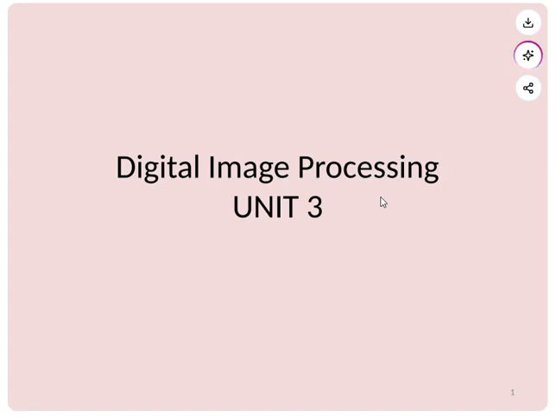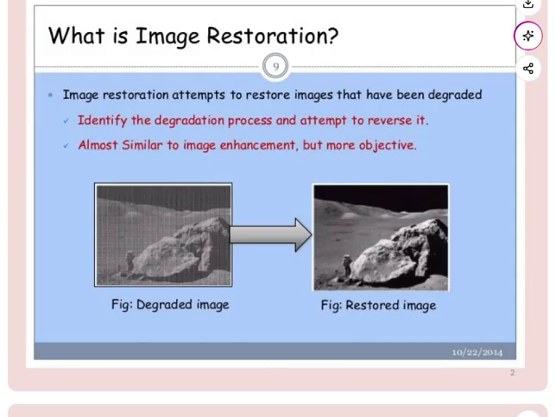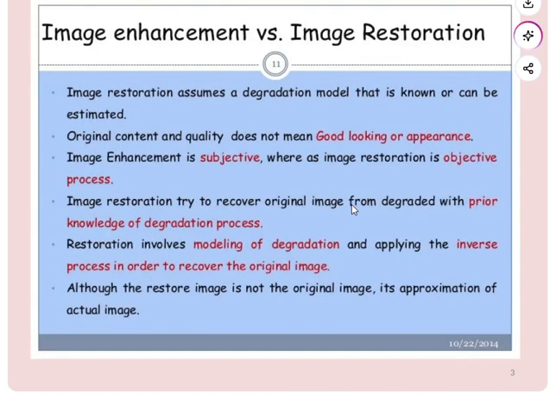In this lecture, we will be discussing module 3 of digital image processing. The module is based on image restoration. So, what is image restoration? Image restoration is the attempt to restore an image that has been degraded and also to identify the degradation process. It attempts to reverse the process by extracting the original image from the degraded image, that is, we are going to restore the image.